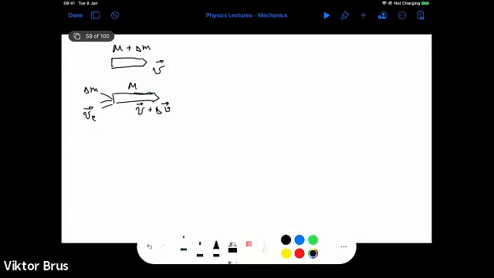Okay, now we want to apply the law of conservation of momentum and see what equation we will get. So let us do it. Here will be the initial condition, the sum of two masses times the initial velocity. We don't need vectors here since it's a projection on one axis.